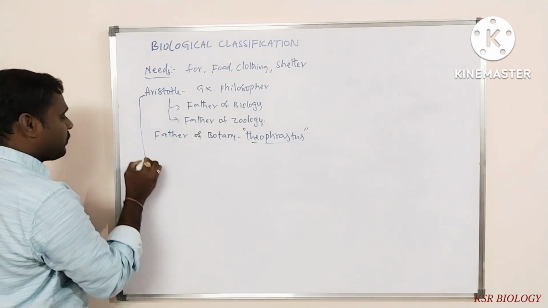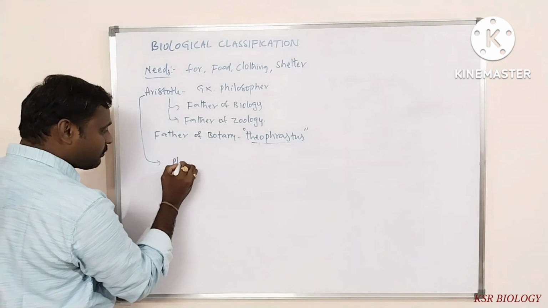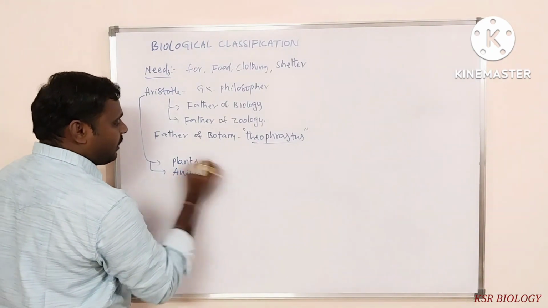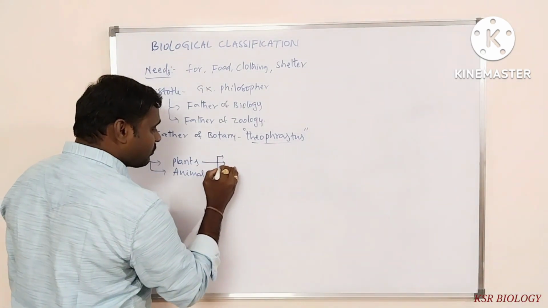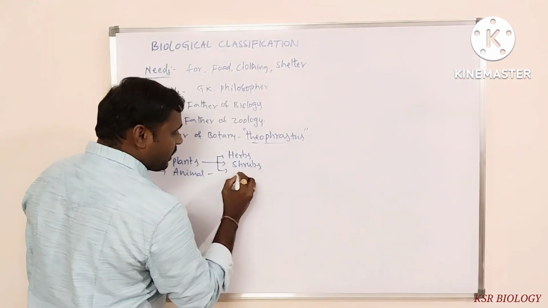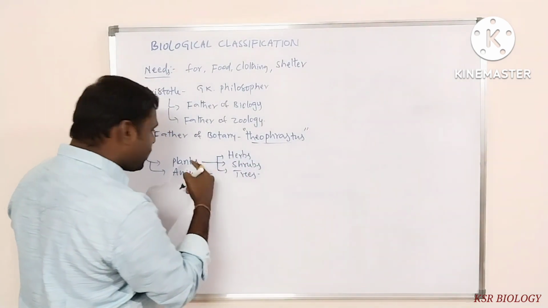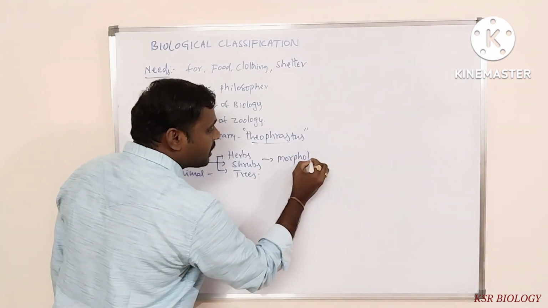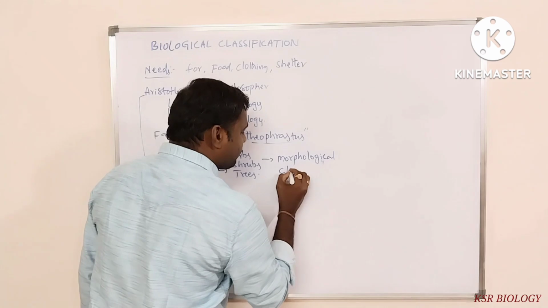He classified the organisms into two types, plants and animals. He also classified the plants into three categories: herbs, shrubs, and trees. Here you may have a doubt: based on which criteria? He classified the plants into three categories by using simple morphological characters.